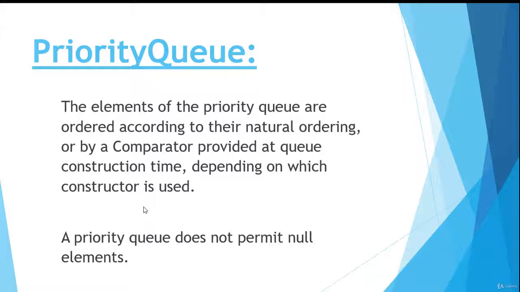A priority queue does not permit null elements. So the priority queue is just like the queue, but the elements are ordered according to natural ordering or by using a comparator. I hope you know about the Comparator interface, as we discussed this interface in our previous video. So it depends upon which type of constructor we are using while creating the PriorityQueue object. And also, a priority queue does not permit null elements.